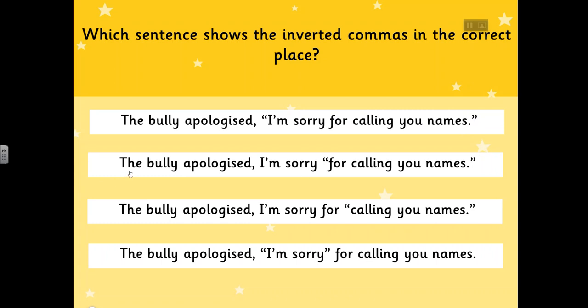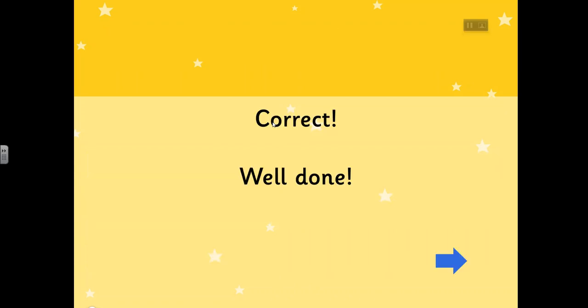This one doesn't look right. The bully apologised, "I'm sorry for calling you names," is the thing that the bully has said here, so that can't be right. And similarly here, calling you names are the only words that have got the inverted commas around them. The bully apologised, "I'm sorry for calling you names." And again, the inverted commas don't go around all the words that the bully has said. So this one is the correct one.